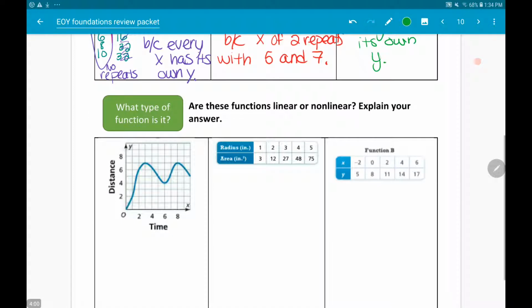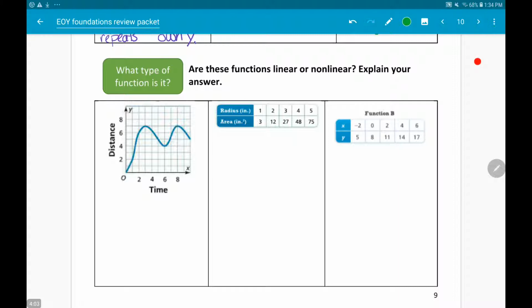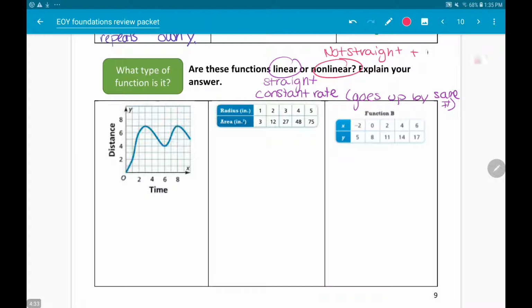Alright, so now we learned what type of function is it. So our two options are either linear or nonlinear. Linear is straight, or it has a constant rate. Okay, that basically means it goes up by the same number. Alright, nonlinear is not straight and not constant.